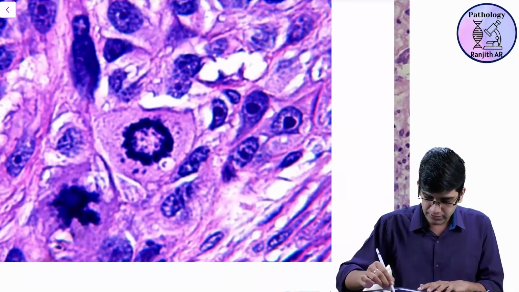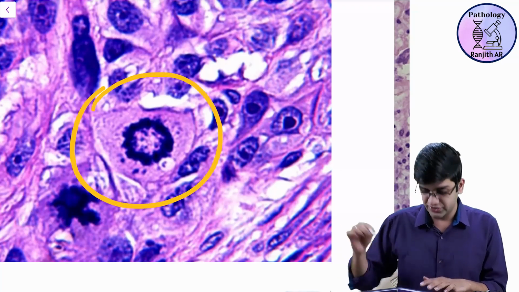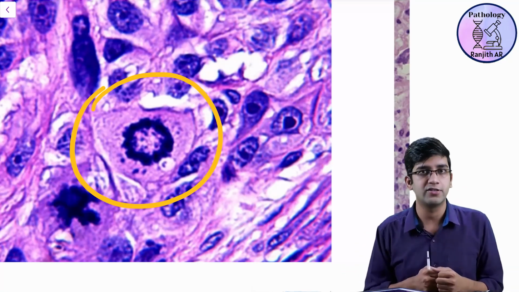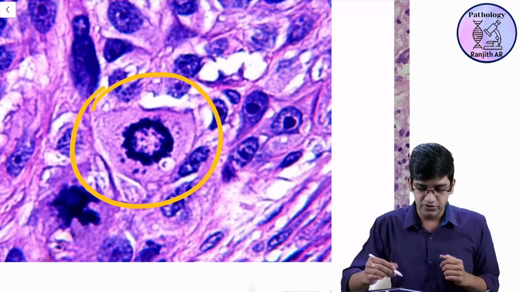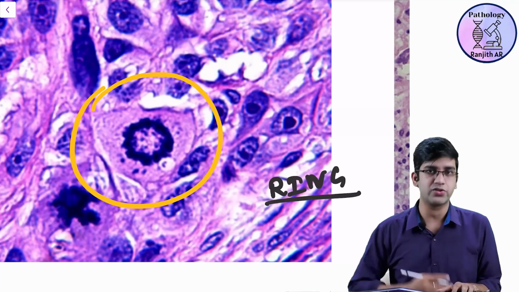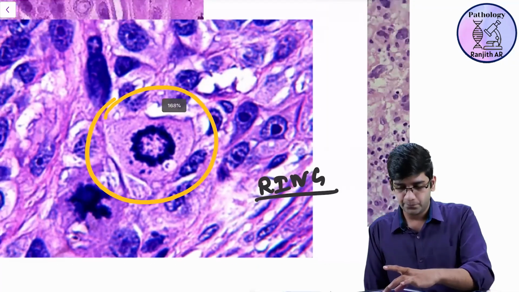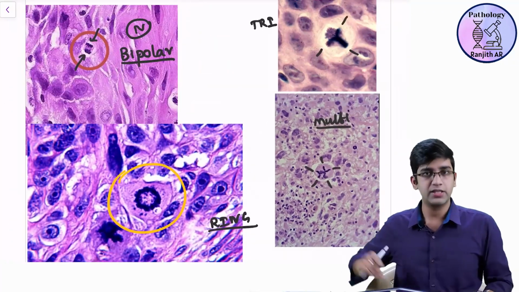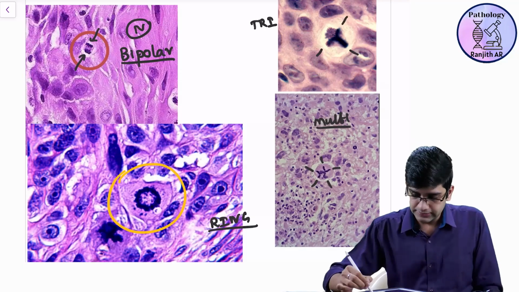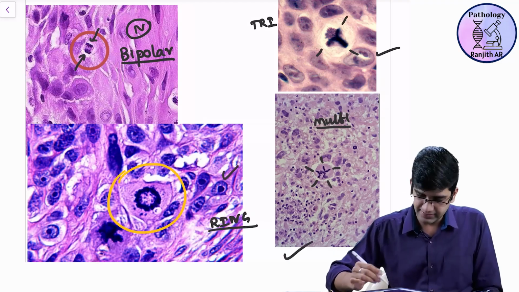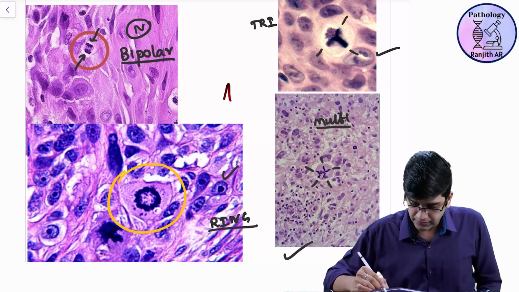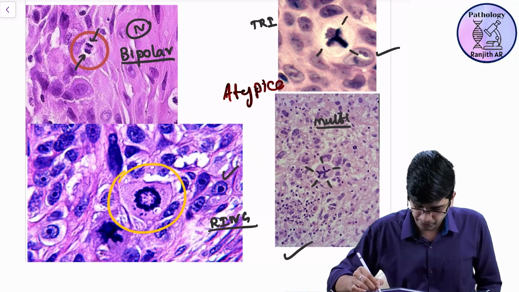I'll show you one more cell. Look at this cell. I'll highlight it with a yellow color maybe. This entire cell, when you look at the center nucleus, it's being pulled in all different directions. The nucleus kind of becomes a ring. So I'm going to call it a ring mitosis. Right? It's a ring mitosis. So I'm just zooming out. All the four things. The first one is normal or bipolar mitosis. This guy, this guy, this guy, all these three are abnormal. So I'm going to call all three of them atypical mitosis.